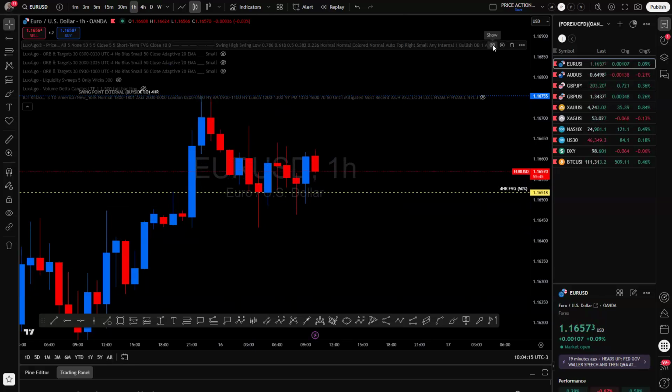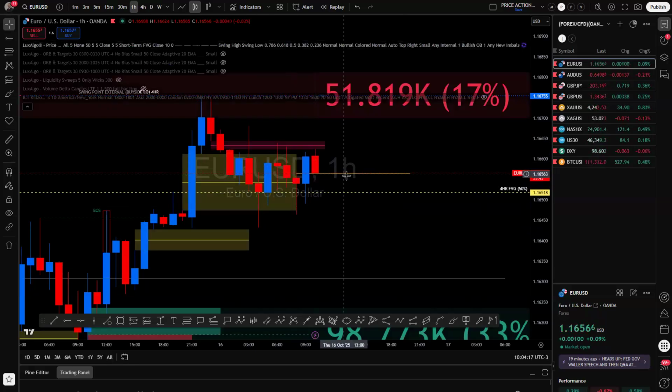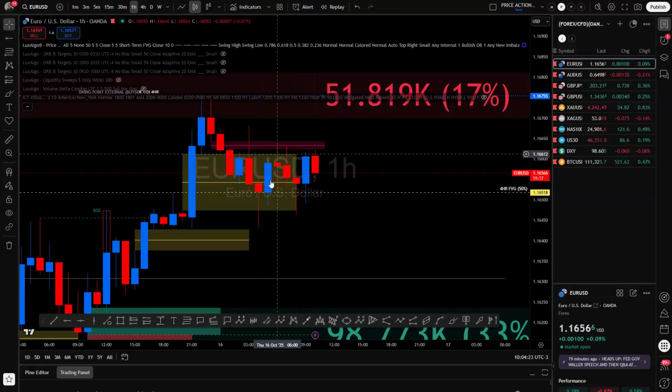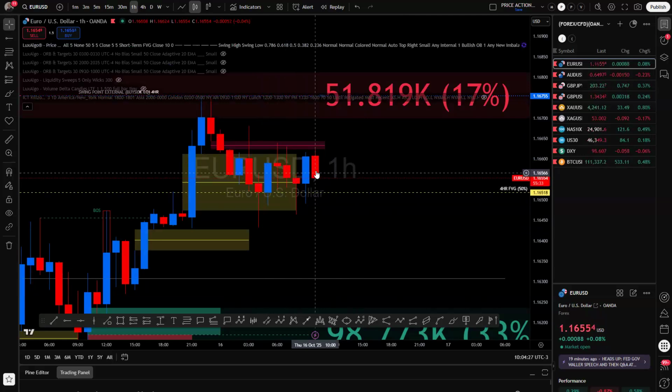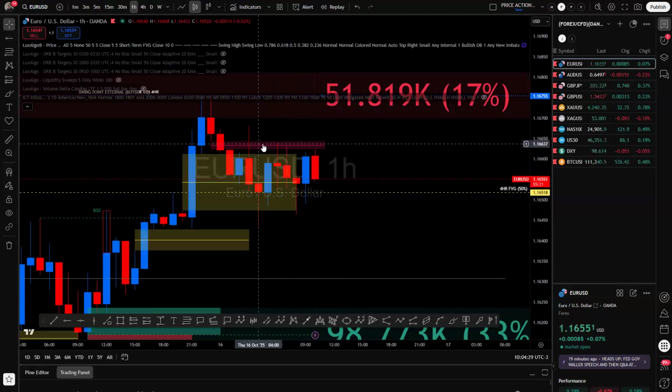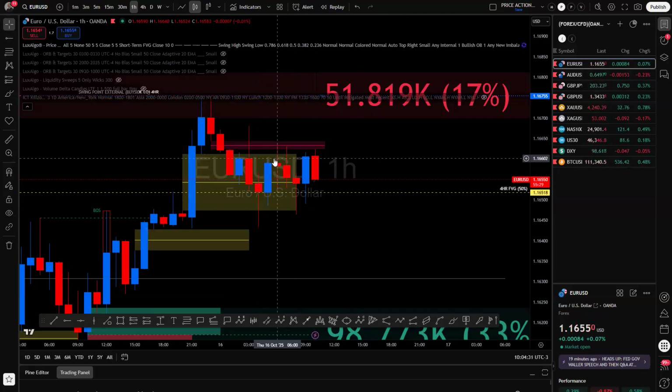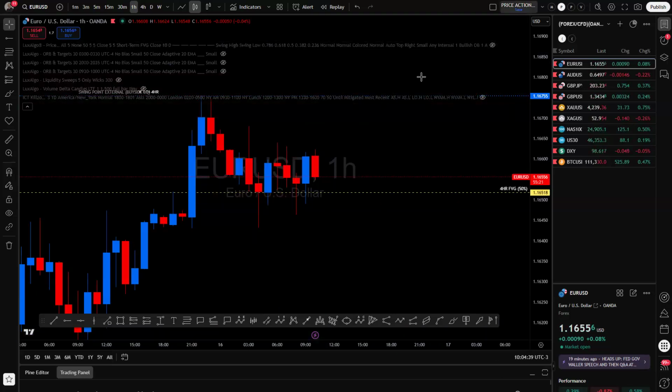It looks like we have a fair value gap formed here. So we actually have a fair value gap closed into here. And it looks like we have a fair value gap closed here. But we also have the most recent fair value gap here too as well. So it looks like we have liquidity kind of on both sides. So what we're going to do is go to the 15-minute time frame.